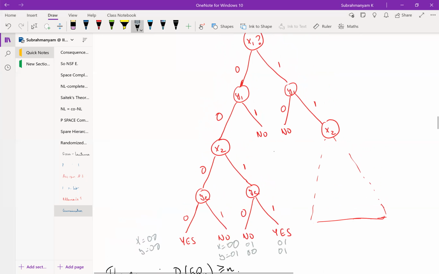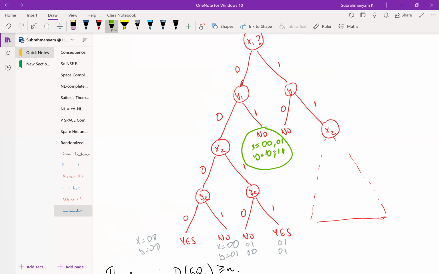I'm not writing that down. But let's take this particular no node and try to write down the inputs that lead here. So actually there are multiple inputs. X could be anything that starts with a 0, 0 or 0, 1, and y could be anything that starts with a 1, 0 or 1, 1. And between these there are 4 input combinations possible that lead to this leaf. I'm talking about this leaf, right?